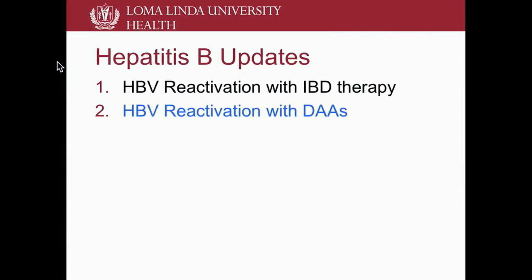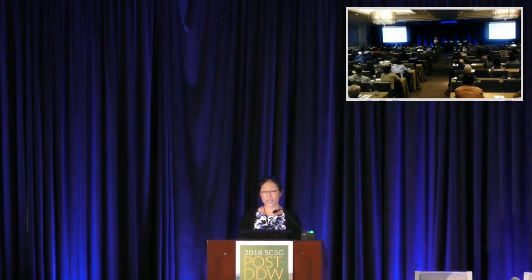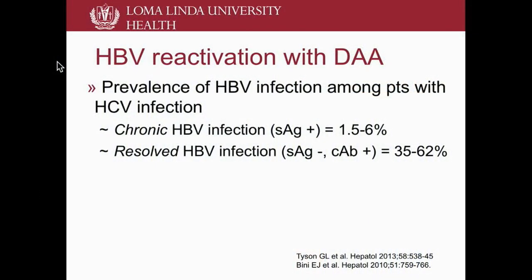So I'm also going to talk about a similar phenomenon that has been a little bit more recent given the new approval of all of our various DAAs. So this is hepatitis B reactivation with our new hepatitis C direct-acting antivirals. So the prevalence of hepatitis B amongst those with hepatitis C, so this is co-infection. For chronic hepatitis B infection, again, this is surface antigen positivity, not so high, 1.5 to 6%. The resolved hepatitis B infection, meaning core antibody positive, is much higher.